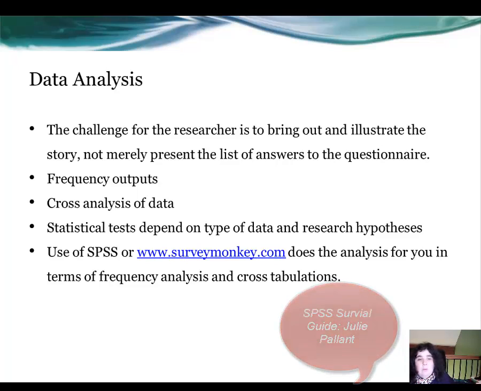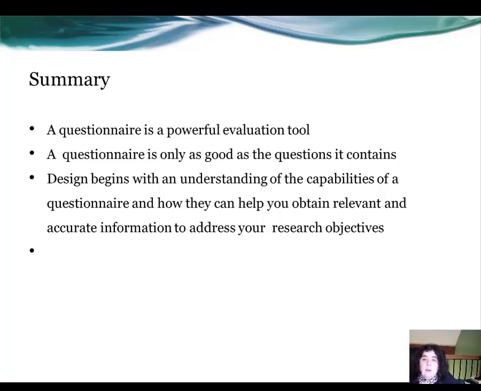So in summary, a questionnaire is a powerful evaluation tool. A questionnaire is only as good as the questions it contains. Design begins with an understanding of the capabilities of a questionnaire and how they can help you obtain relevant and accurate information to address your research objectives.